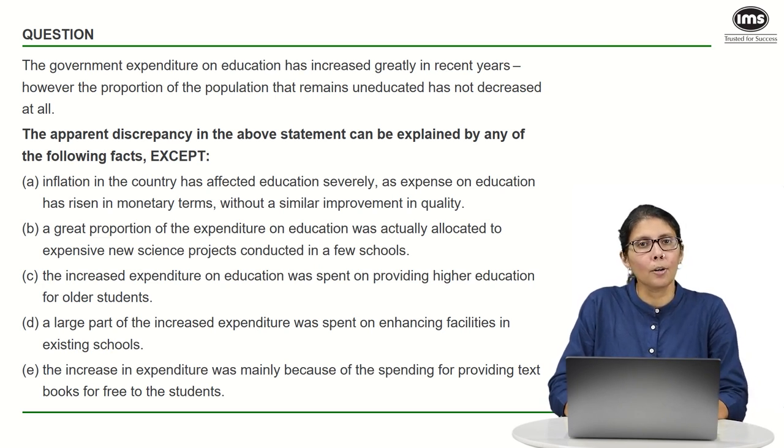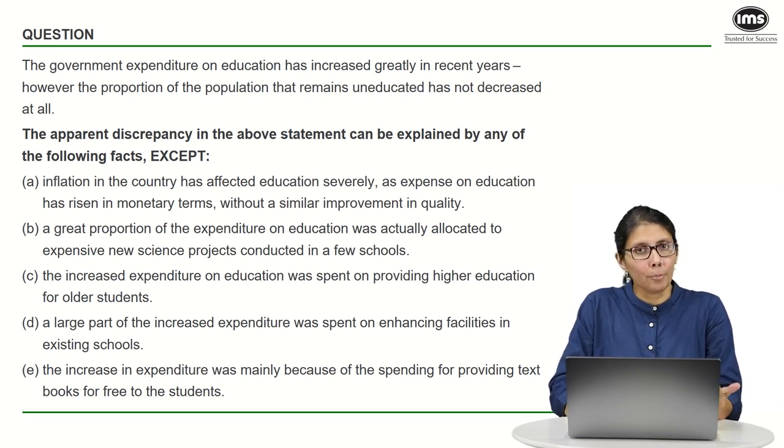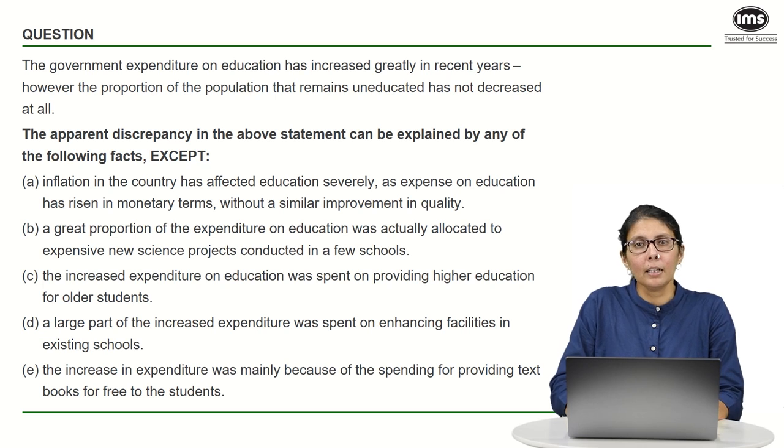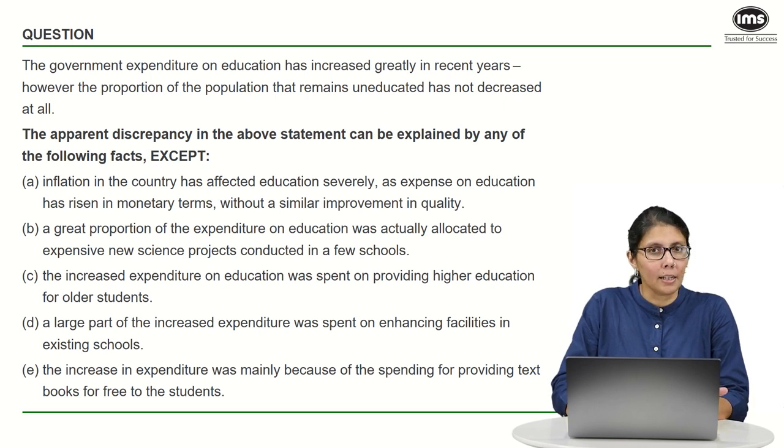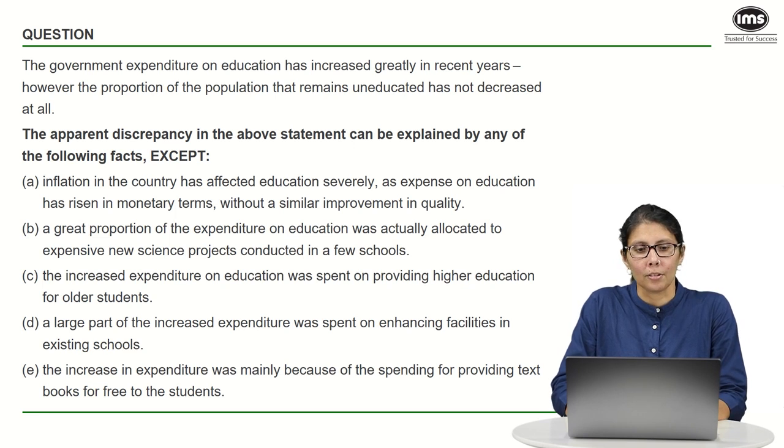So let's first understand what is the contrast or the contradiction. The question says that government expenditure on education has increased, but the proportion of uneducated people has not decreased. Despite spending more, the percentage of uneducated people has remained the same. We have to pick an option that will not explain why this would be true. Let's now see how we would solve this question.